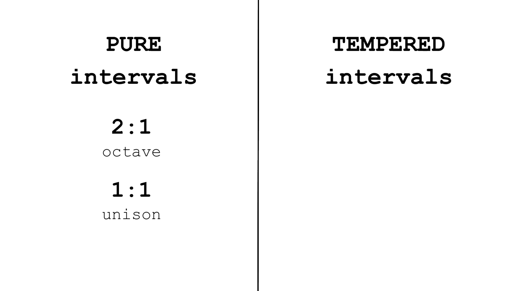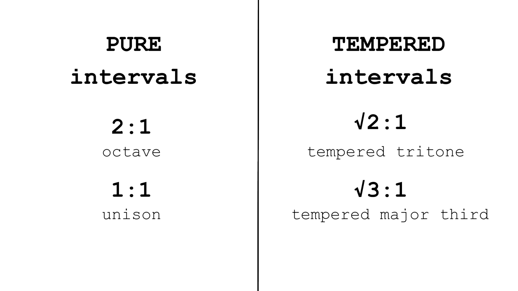Part 3. Pure intervals and tempered intervals. There are two kinds of intervals. Pure intervals, whose ratios can be expressed as fractions. Nowadays, the only one that remains in our standard tuning system is the octave or unison. And tempered intervals, whose ratios are irrational numbers. For example, the tempered tritone is expressed as a ratio of square root of 2 over 1.